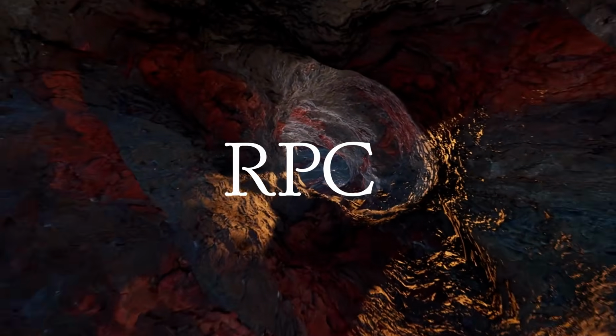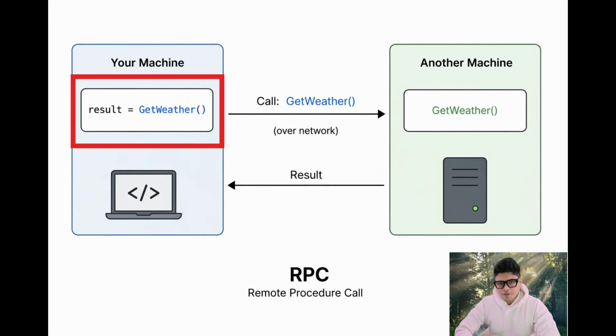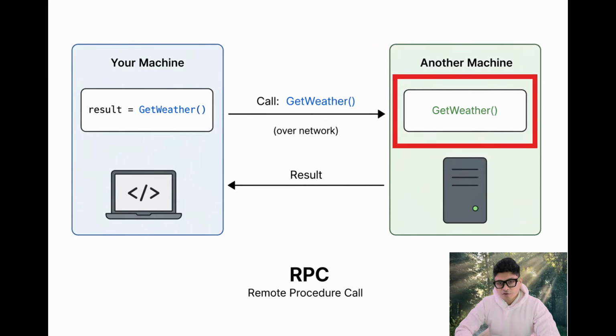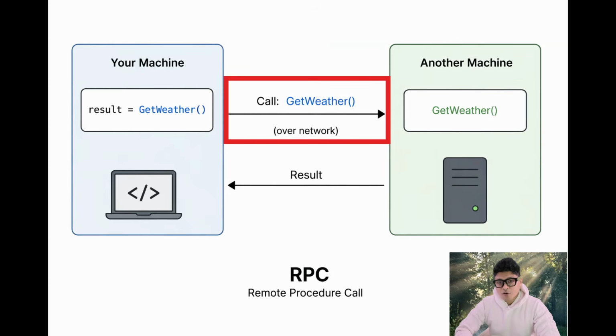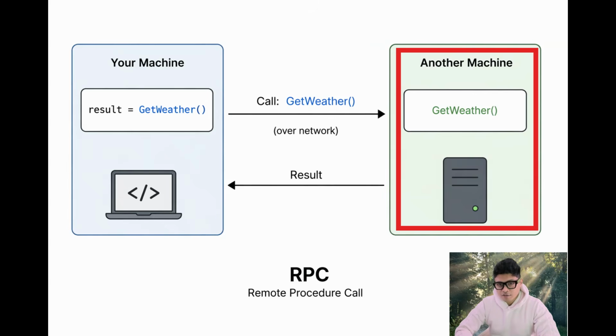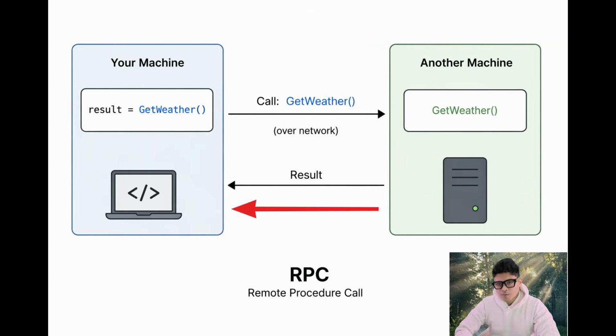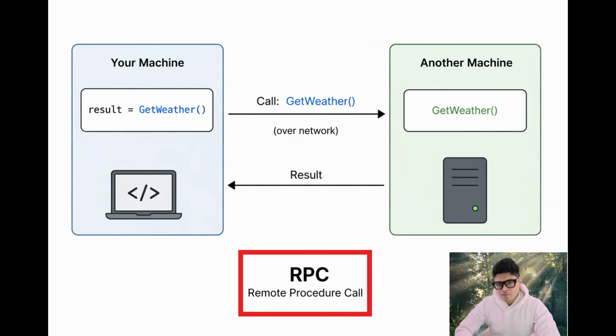Before we go hands-on, we need a few minutes on what's underneath it. RPC, remote procedure call. The idea is simple. Call a function on a different machine as if it were local. Your code says get weather, but get weather doesn't run on your machine. That call goes over a network to another process. That process runs the function, and the result comes back. From your code's perspective, it looked like a local call, and that's RPC, remote procedure call.